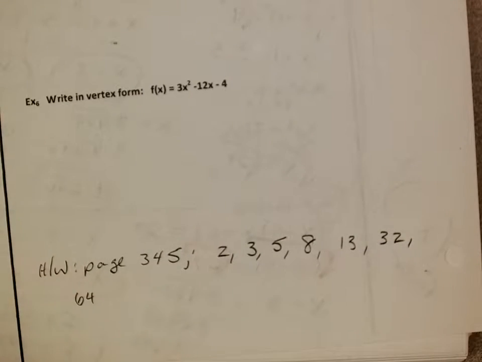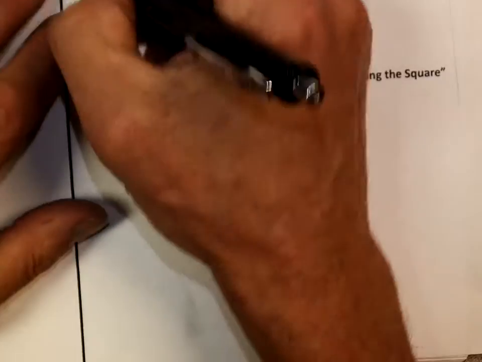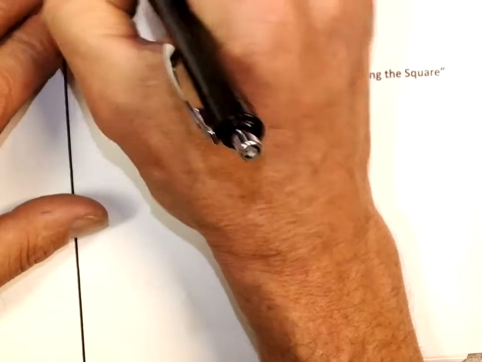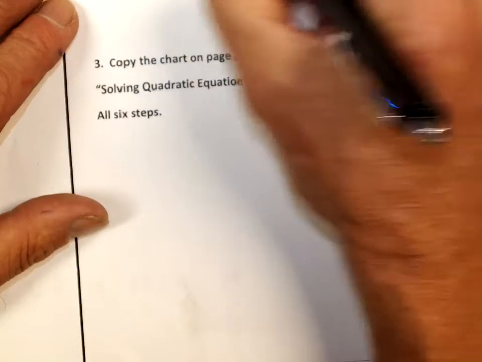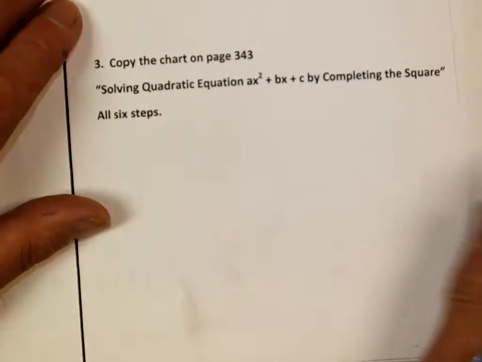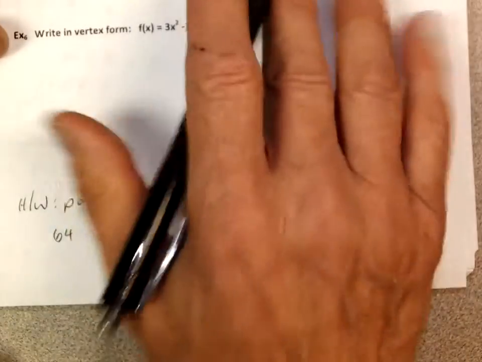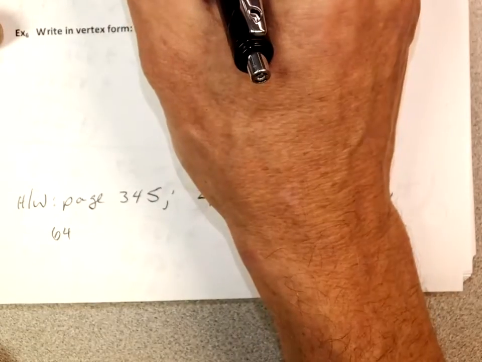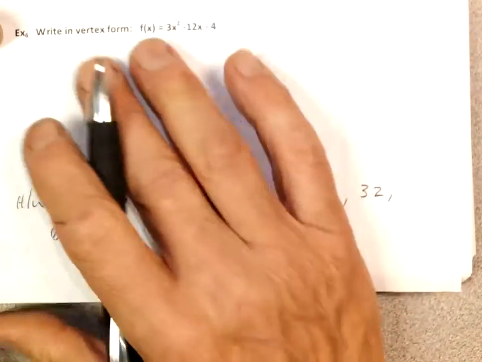Okay, completing the square. All right, so here's my reading that we had, right? So step 1, move C to the other side, okay? So that's what I'm going to do. So let me go to my example, and I have example 5, right? Move C to the other side. So here is A, B, C, okay?